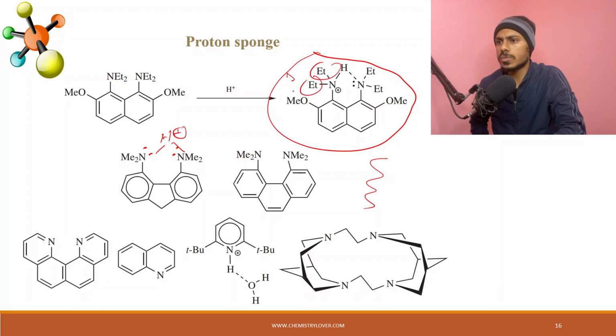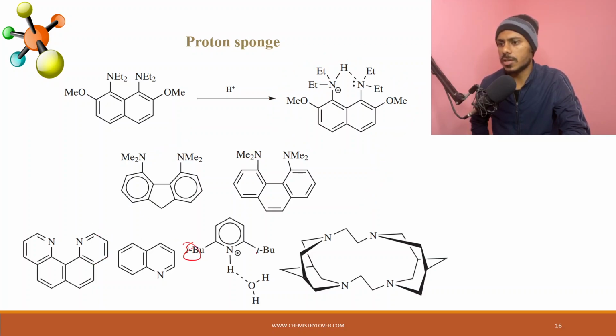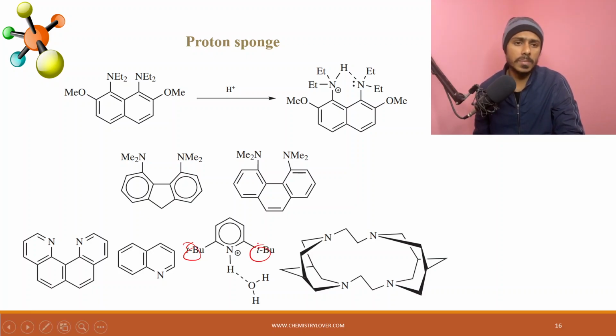Two ethyl groups, then this OMe group, in this case two methyl groups, here these large aromatic rings, here this large tertiary butyl group. So in all cases the nitrogen center, which is actually the basic center, is surrounded by large groups, and that makes this compound special.